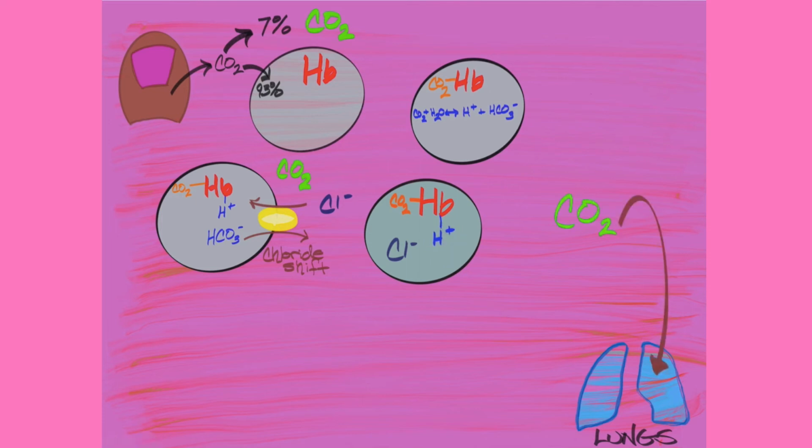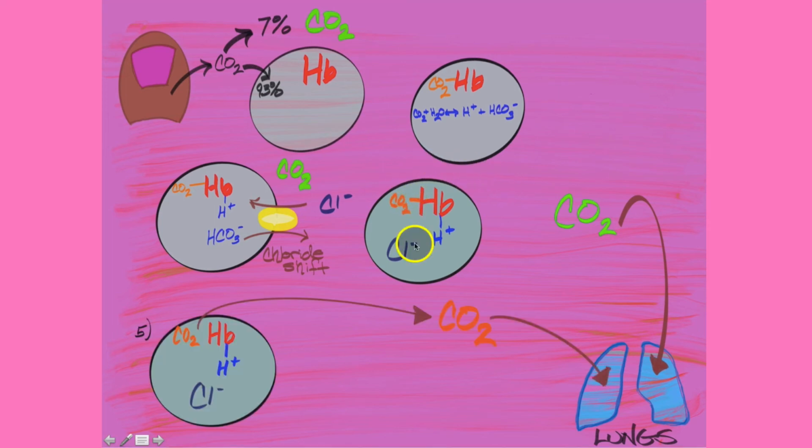Then we still have this plasma CO2, which once it gets to the lungs, is going to move down its partial pressure gradient into the lungs and then get exhaled from the lungs. That is the first CO2 that's leaving our system. Now that that CO2 has left, this CO2 on hemoglobin is going to have a reduced binding affinity because it wants to move down its partial pressure gradients into the blood plasma. And that's exactly what it does.